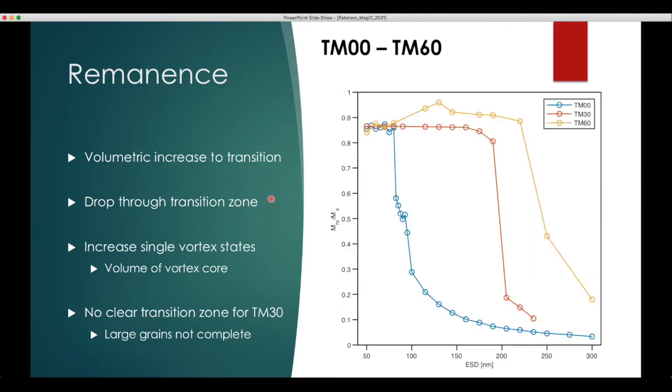If we normalize the magnetization, we don't really see very much either. We don't really see any sign of the transition zone in the TM30 or the TM60 grains. The transition zone for magnetite is this cluster of points here, this drop off as we go from the single domain to the vortex state. This implies that the transition zone for the remanence or the squareness ratio is potentially somewhere in this very sharp drop here. But this is only about a 15 nanometer size range, so we need to go into more detail, with a finer resolution of our grain sizes.